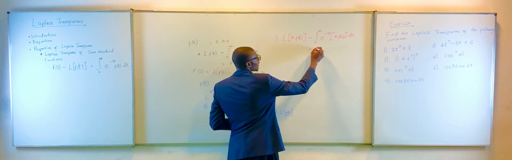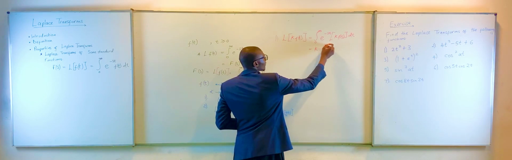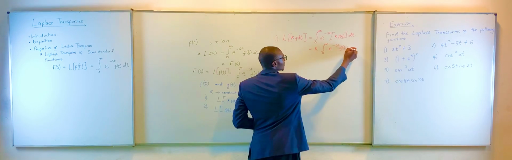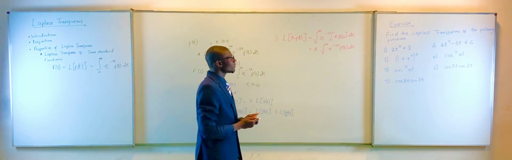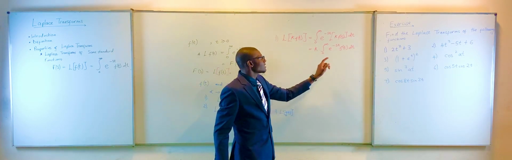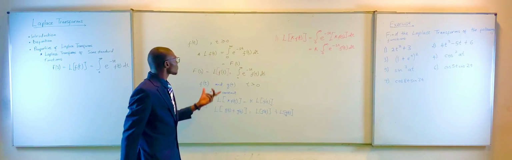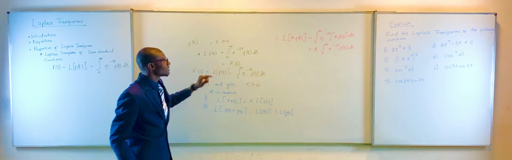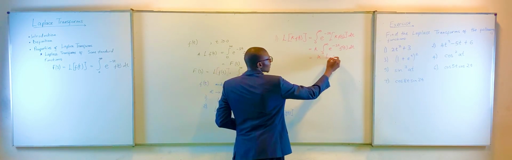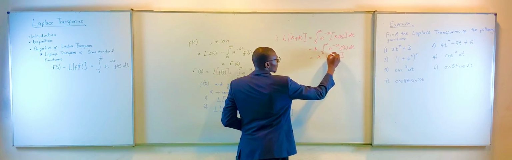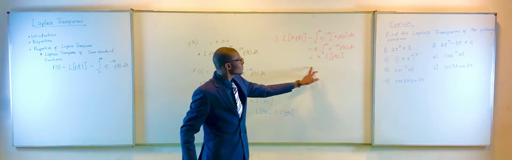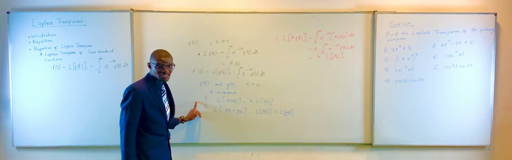So if we take out the k, we have st f of t dt. And we know that the integral of e to the power minus st f of t dt from 0 to infinite is what we are calling the Laplace transform of f of t. So this will just be the same as k multiplied by the Laplace transform of f of t. So this proves the first property that we have here.